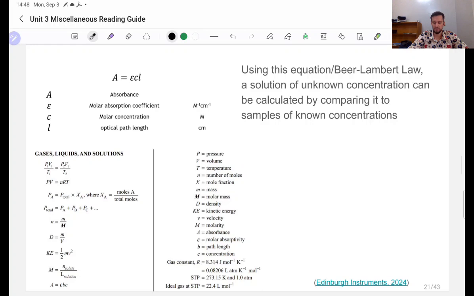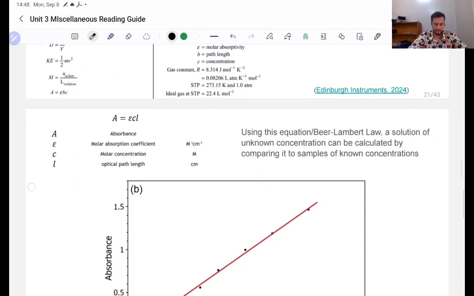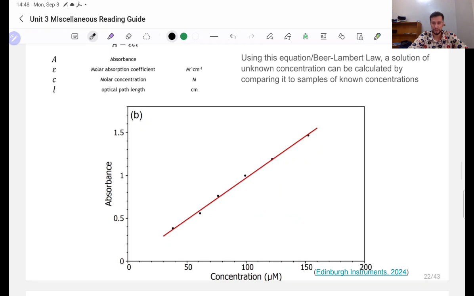Using this equation, the Beer-Lambert law, a solution of unknown concentration can be calculated by comparing it to samples of known concentration. And we'll do this in a lab, God willing, we will make a concentration versus absorbance line for a particular chemical. And then, if you have a sample of unknown concentration, you find its absorbance, and let's say the absorbance is here. Well, then you can say, bada bing, that means the concentration is about 0.7 in this case. Okay? So that's the idea.